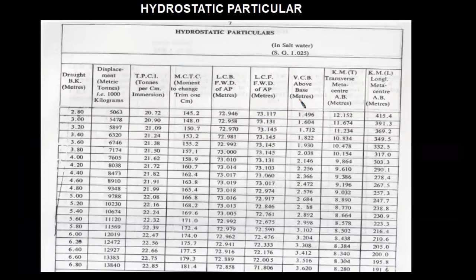Then VCB, this causes the most confusion. This is vertical center of buoyancy. Actually, this is KB. And this is KM, the one metacenter which we use, KM. This KM is used in conjunction with MCTC and trim. This is the longitudinal metacenter. So there have to be two metacenters. One is transverse, another one is longitudinal.